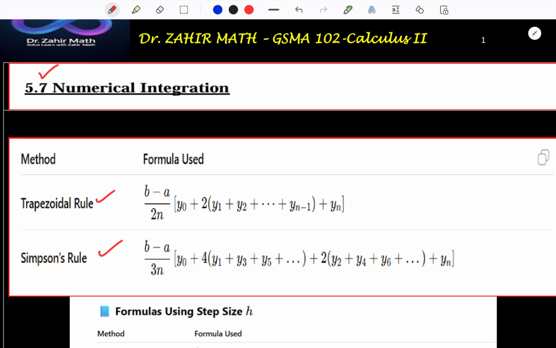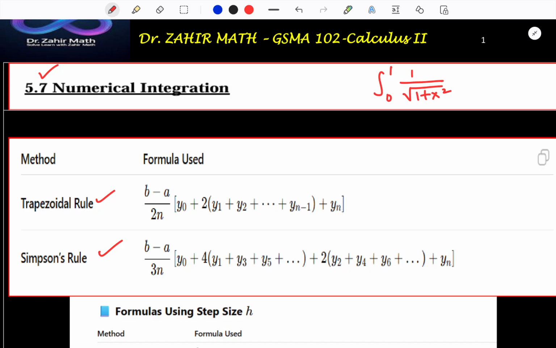Let's learn how to approximate definite integrals when exact integration is tough. Why do we need to study numerical integration? What is the reason? Because sometimes we can't find exact integrals. For example, if you want to integrate the integral from 0 to 1 of 1 divided by the square root of 1 plus x squared, it's very difficult to integrate, especially when no simple formula exists. In that situation, we have to use this formula.